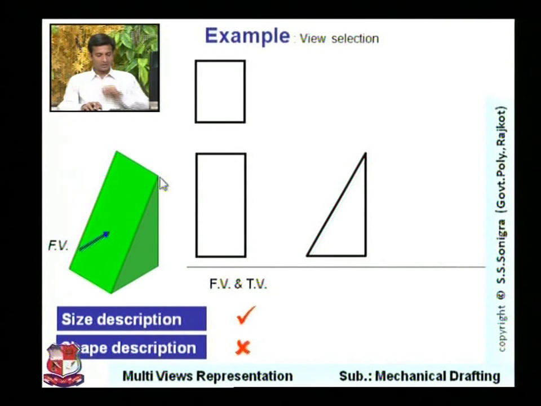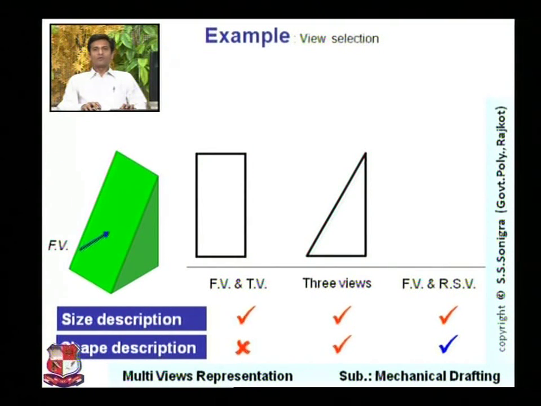Now think about another view. Say this is the front view, and this is the third view of this object, right? Side view. It is drawn over here. If we represent its side view, then the size description is clear, as well as the shape description. So here it is advisable to draw the third view as well, because with these three views we would be able to identify its size and shape completely.